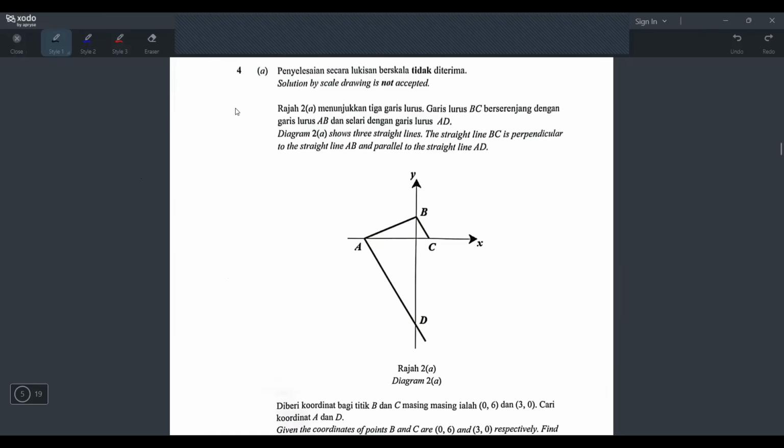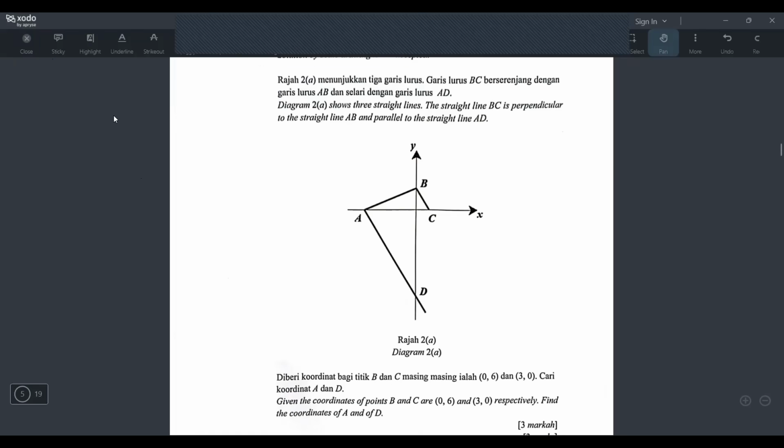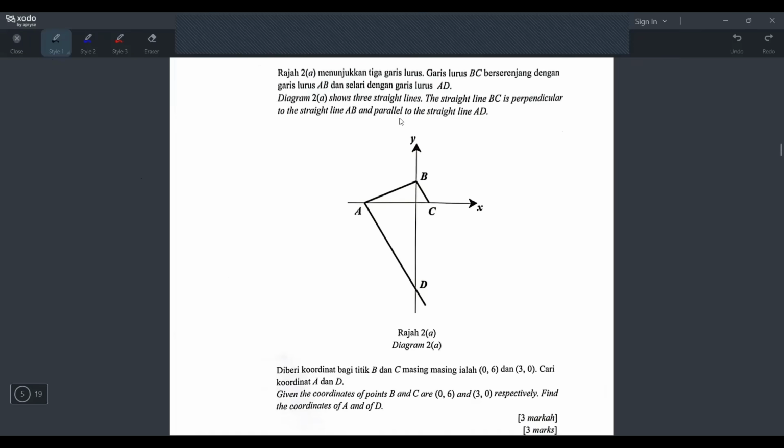Okay, let's go to number 4. Let's read the question. Solution by scale drawing is not accepted. Okay, not important. Now we read down here. Diagram 2A shows 3 straight lines. Okay, we can see it. 1, 2, 3. The straight line BC is perpendicular to AB.